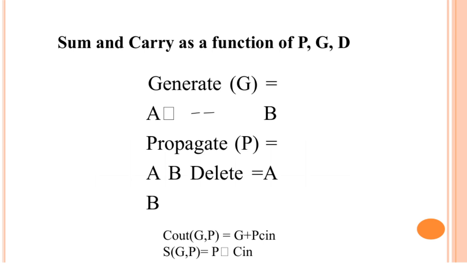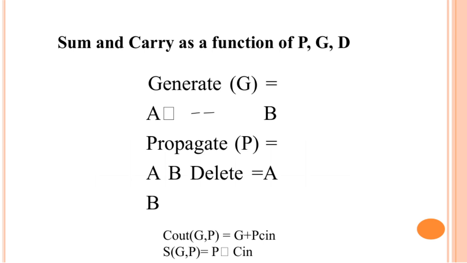The carry-out COUT is calculated by combining generate and the product of propagate and the carry-in, succinctly expressed as G plus P times CIN. For the sum, it's the XOR of propagate and CIN. Understanding these relationships is crucial for designing efficient adders, since they allow us to predict carry signals quickly and compute sums accurately.